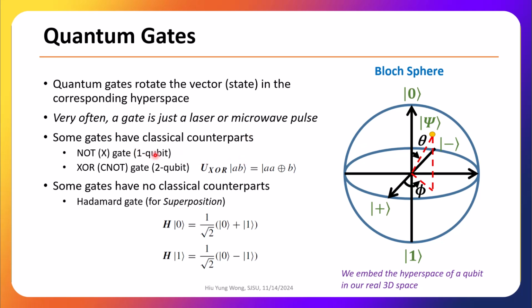So we need to have 1 qubit gates, which means they operate on 1 qubit, or 2 qubit gates. And most of them have classical counterparts, some do not, because one of the important things in quantum computing is superposition. So some gates will make a 0 state into a superposition of 0 and 1 state, for example, the Hadamard gate.